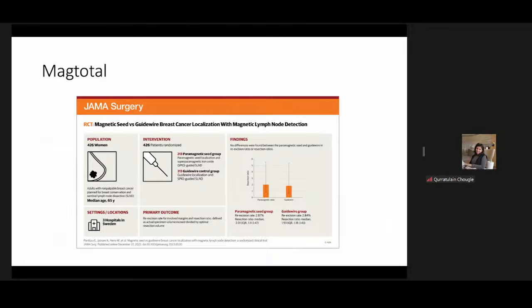I've just put this slide here. This was by Irene. She's done a study which is called MAC Total. So she's looked at about 426 women, and 213 had the paramagnetic seed group, and 213 had the guide wire control group. And she found that there were no differences between the paramagnetic seed and guide wire in the re-excision rates and the resection rates as well.